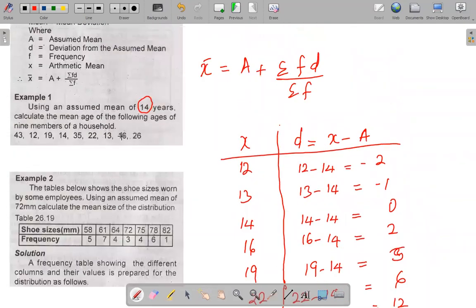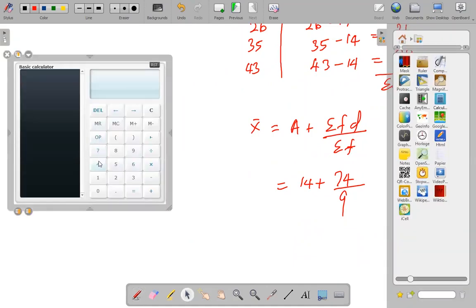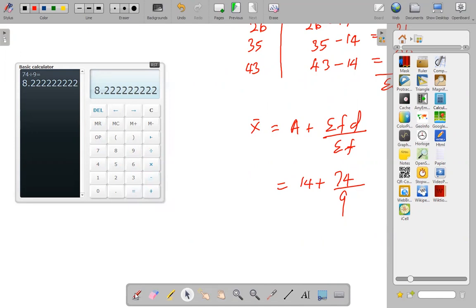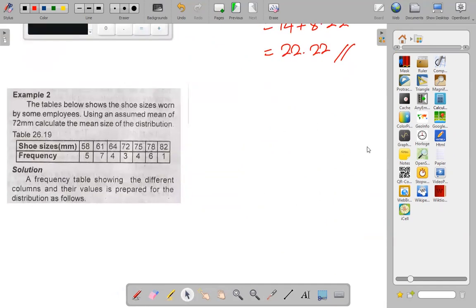How many did I count then? 1, 2, 3, 4, 5, 6, 7, 8, 9. All over 9. 74 divided by 9 is 8.22. Our arithmetic mean will be 14 plus 8.22, which is 22.22. And that is it for the first example. I'll have another example here.